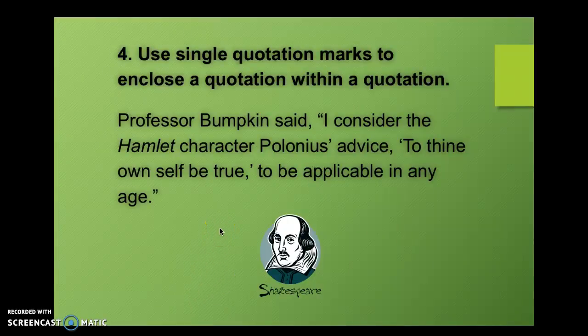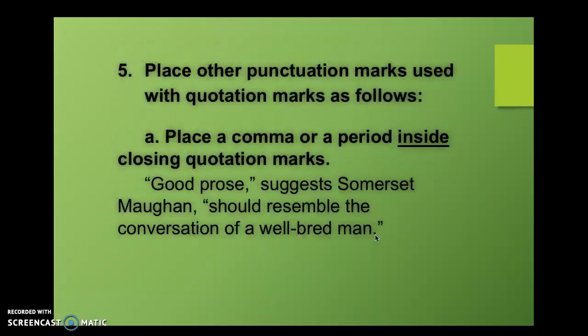This is one that I'm not really even going to talk about a whole lot. You don't run into this much, but if you're quoting a quote, it talks about using a single quotation mark. And you'll notice that that happens right here. So here's the first initial quote said by Professor Bumpkin. And then he's quoting Polonius, which is a character in Shakespeare. And so then this becomes a single quote. Again, not something you're probably going to use very often.